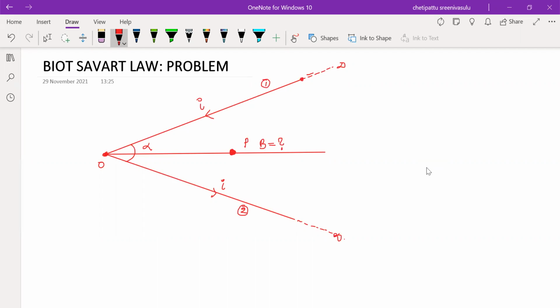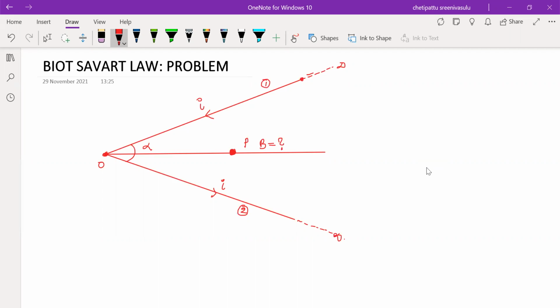This is conductor 1 and 2. Due to these two conductors, current is passing as shown in the figure. The angle between them is alpha, and this line is the angle bisector. On this angle bisector line at point P, what is the magnetic field? So how to find out?